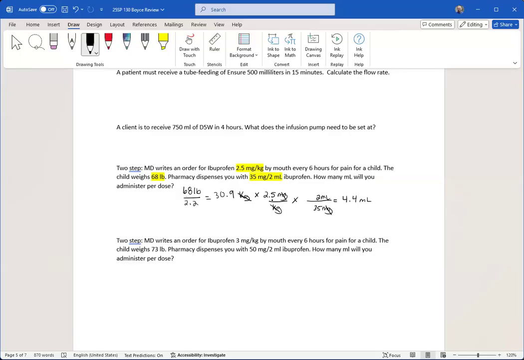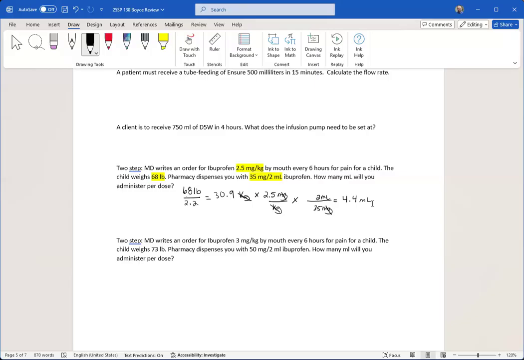So that would be a sample of what we would consider a 2-step question. Technically, this ends up being 3 steps, right? Because we have to convert pounds to kilograms, then kilograms to milligrams, and then milligrams to milliliters. So it is, but it's just one more step complication than your typical.